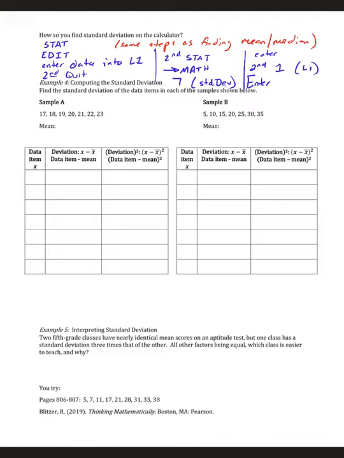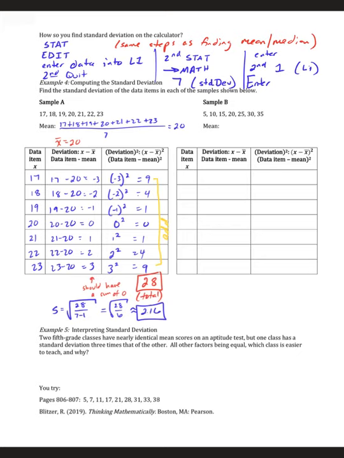So now what we're doing in example 4 is computing the standard deviation. Find the standard deviation of the data items in each of the samples shown below. So what I'm going to have you do is pause the video and at least try with sample A for now. We're going to do one and then I'll have you try the other. So start with sample A. When you're finished with sample A, unpause the video and see how you did in comparison with mine.